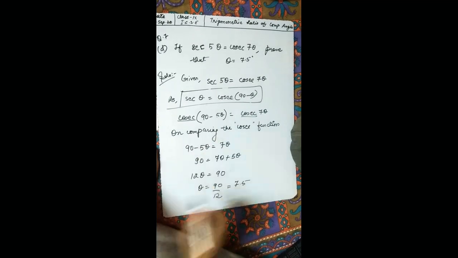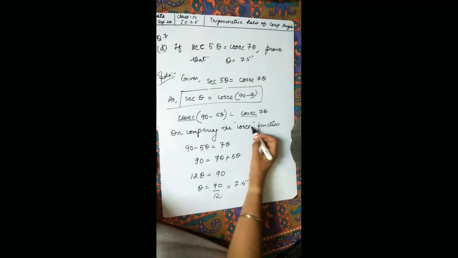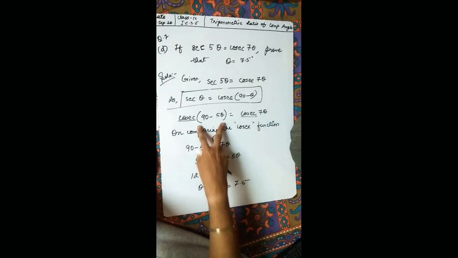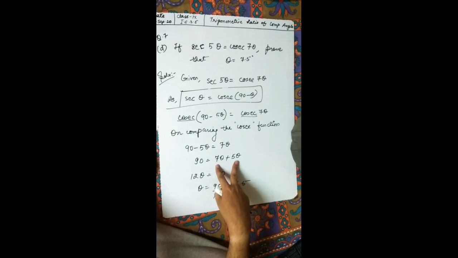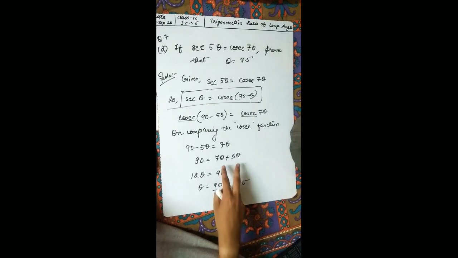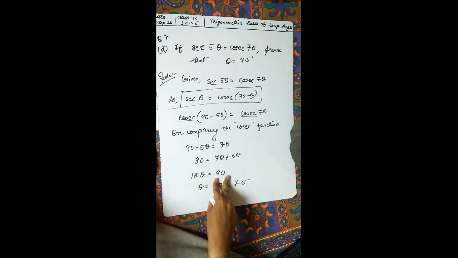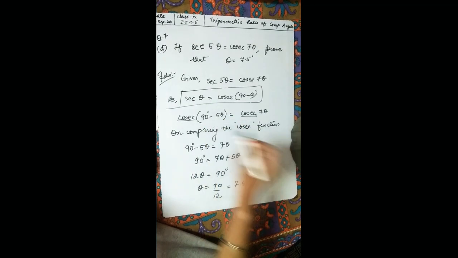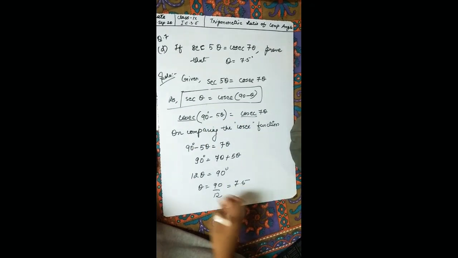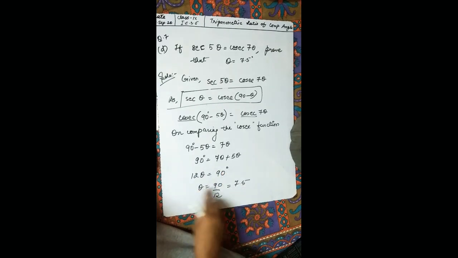Now as we got the cosec same, on comparing the cosec function, 90 minus 5 theta equal to 7 theta. Take 5 theta that side, so 12 theta equal to 90 degree. Please put theta degrees here, sometimes I do not write. So 12 theta equal to 90 degree. Theta will be 90 upon 12, 7.5 degree.